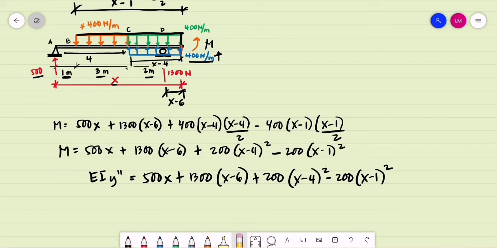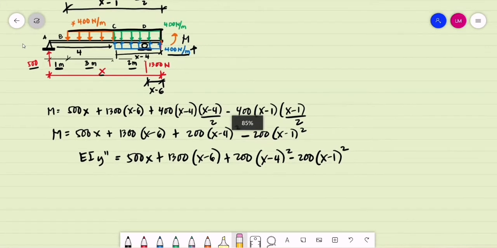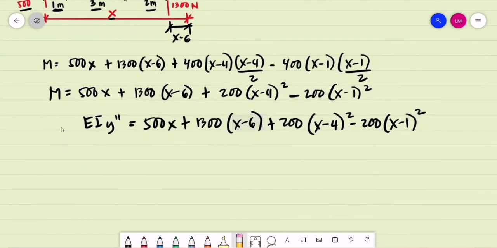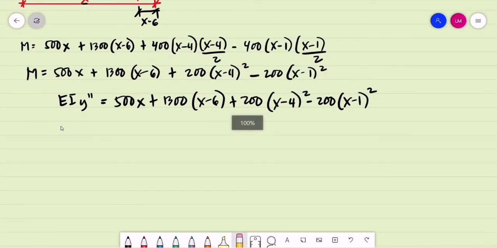So we are now ready to perform the first integration. So we are integrating both sides of the equation. What is the integral of EI? EI is constant. What is the integral of y double prime? That will be EI y prime.